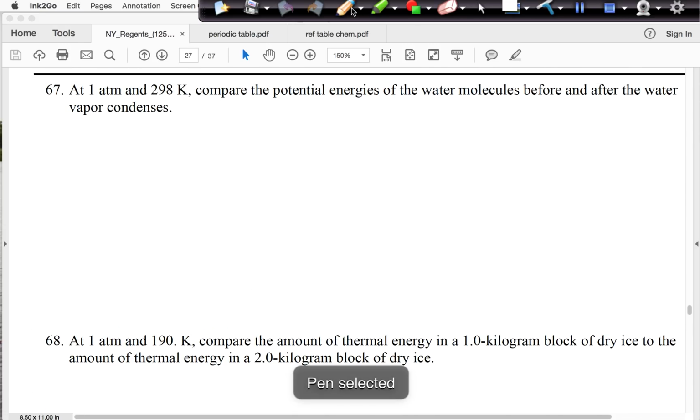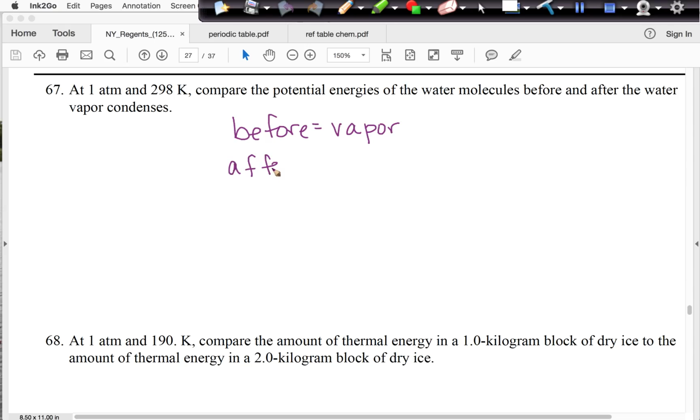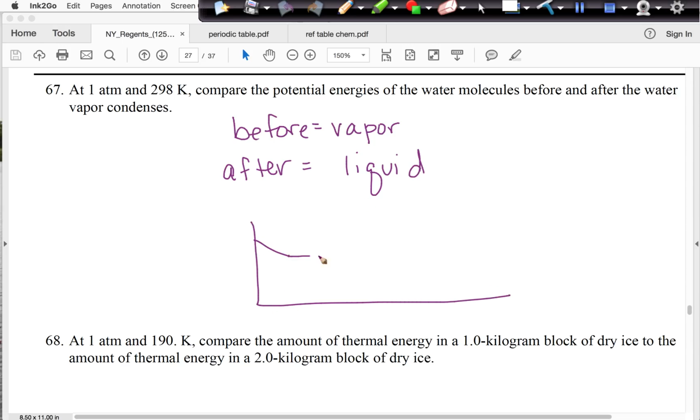For 67, it says, at 298 K, compare the potential energies of the water molecules before and after the water vapor condenses. So before, it is vapor. After you condense, it's liquid. So we know that on the cooling curve, we have gas to liquid to solid.